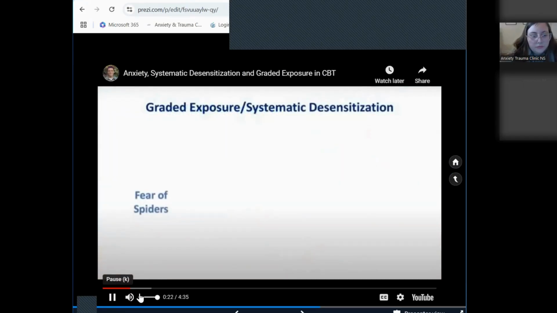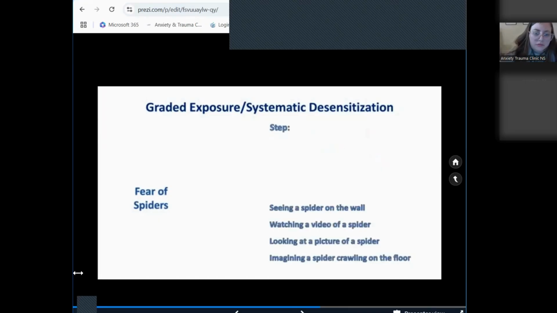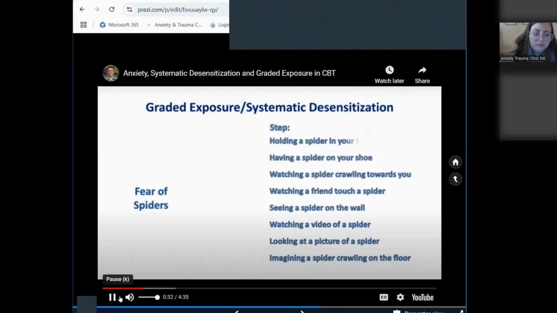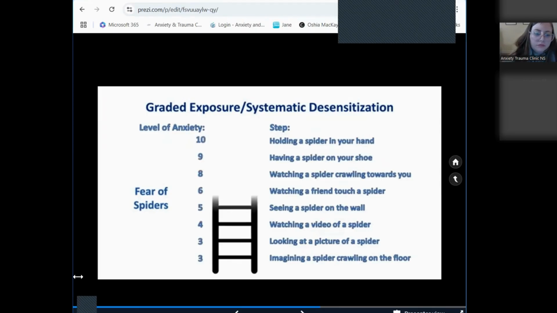The key to graded exposure or systematic desensitization is to break your exposure down into a series of small steps that will gradually lead you to your goal. So you start with a list of about 8 to 12 steps, and then you rate each of these steps on a scale from 1 to 10 in terms of how much anxiety they cause you. And so they form a sort of ladder, with the least anxiety provoking on the bottom and the one that causes you the most anxiety at the top.